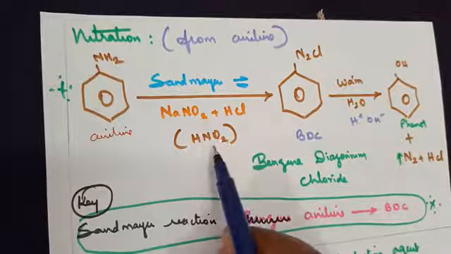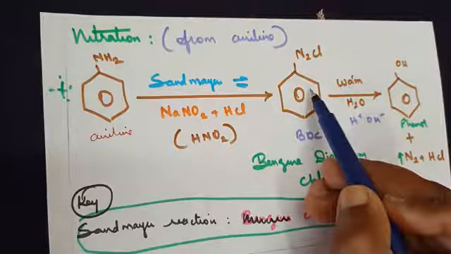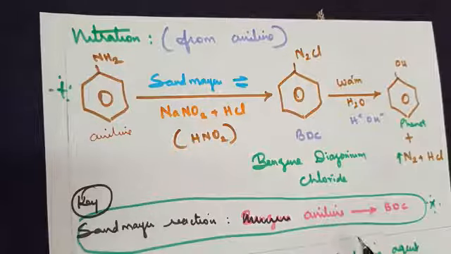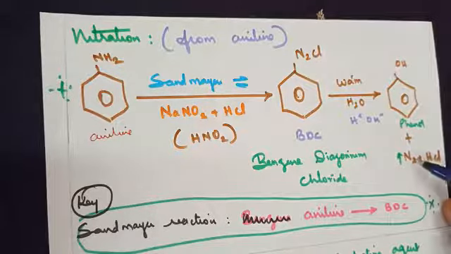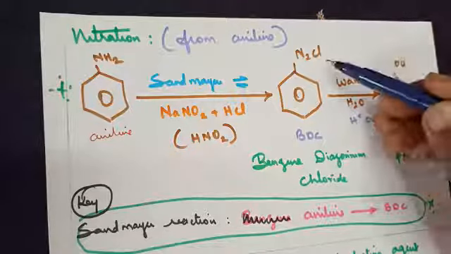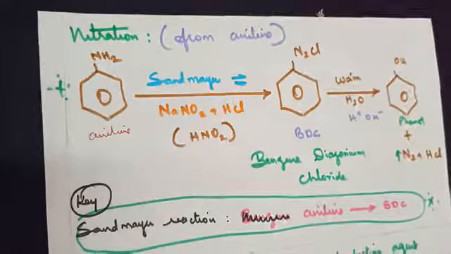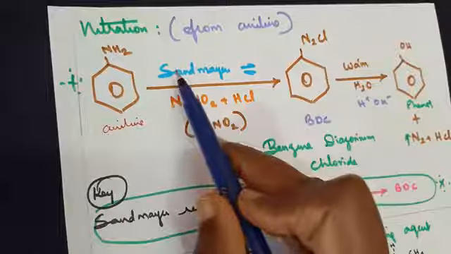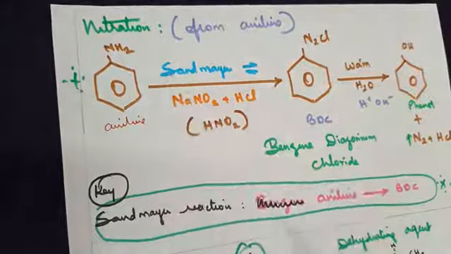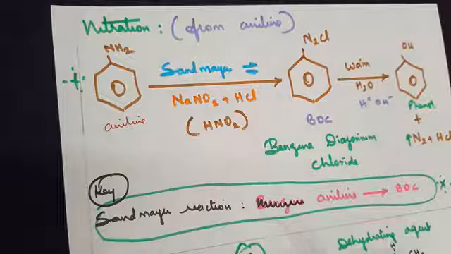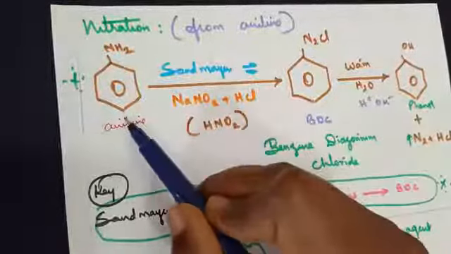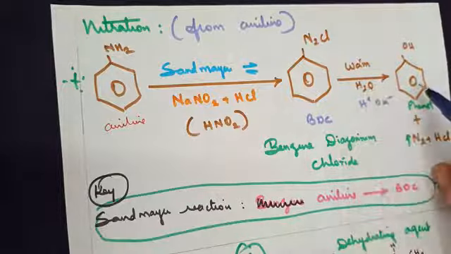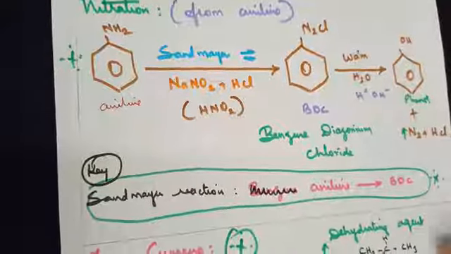Aniline, when you treat with nitrous acid, we get BDC, that is benzene ring with N2Cl. Further, when you treat with warm water, we get phenol, nitrogen gas goes out and H combines with the Cl minus and goes out as HCl. This reaction of conversion of aniline into BDC is called the Sandmeyer reaction. Very often repeated question, remember. So in the Sandmeyer reaction, aniline is converted into BDC. BDC on further treatment with warm water, we get phenol, nitrogen gas and hydrochloric acid.